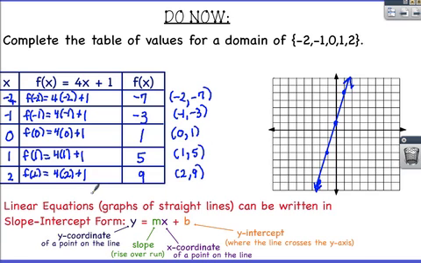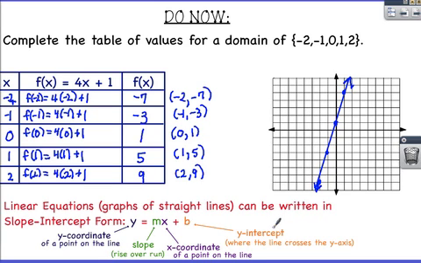Now this is a little preview of our upcoming chapter on linear equations, but just so you know that linear equations are graphs of straight lines, like what we just graphed, and that they can be written in slope-intercept form. y equals mx plus b, where y is the y-coordinate of a point on the line, and x is the x-coordinate of a point on the line, like these xy coordinates that we found through our table. m is the slope, which is rise over run, and b is the y-intercept, where the line crosses the y-axis.